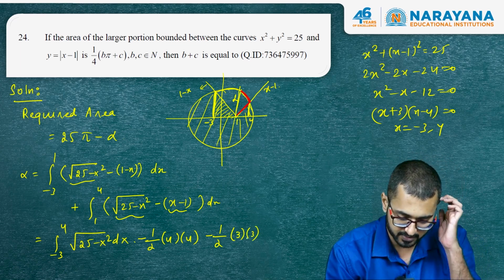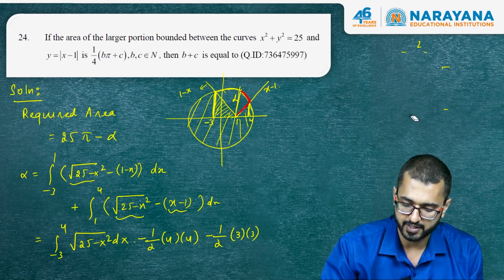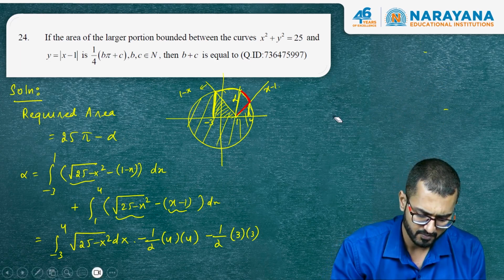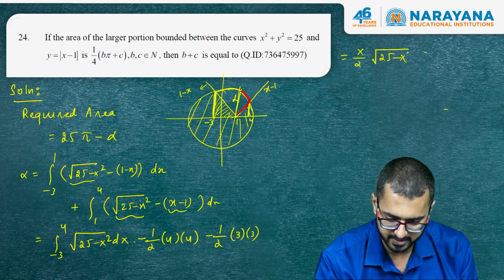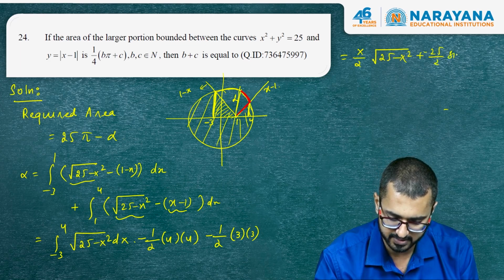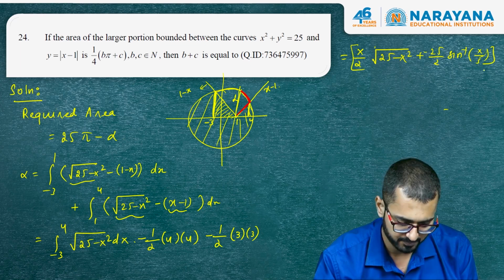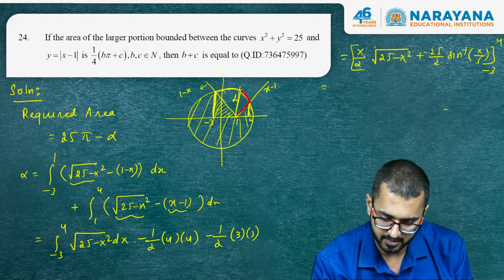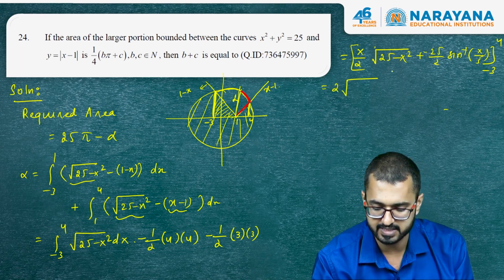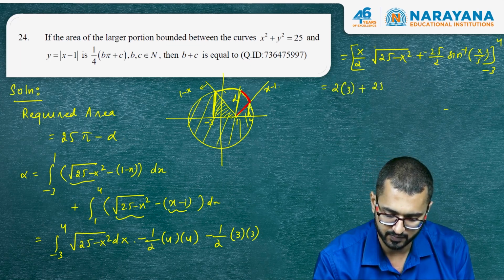So we got this. Now this integration turns out to be, let's write down the integration value, x by 2 under root of 25 minus x square plus 25 by 2 sine inverse of x by 5. So the limit goes from minus 3 to 4. Let's plug in the values here. So it will become 4 by 2, so 2 times root of 25 minus 16 is 9, square root is going to be 3, plus 25 by 2 sine inverse of 4 by 5.